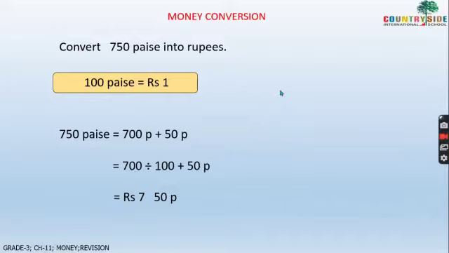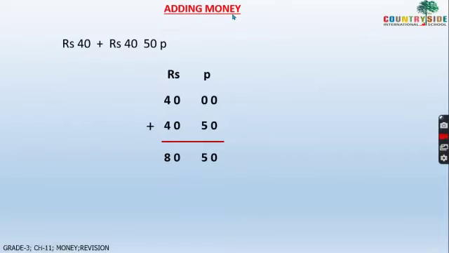Okay children. Now next is adding money. How we can add money. Now children, addition already you know, only the difference is here you have to write rupee and paise. So here two columns you have to make, rupee and paise, and in rupee column you will write rupees and in paise column you will write paise.